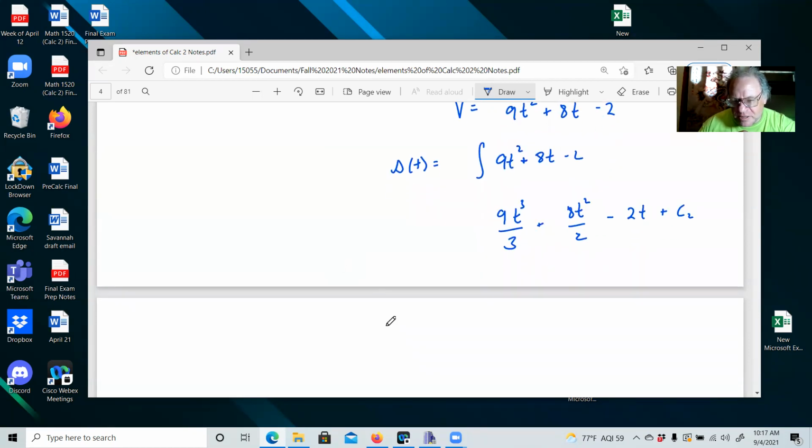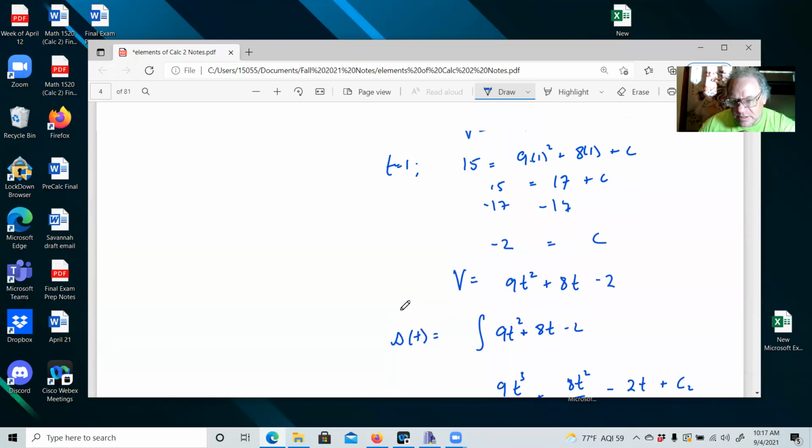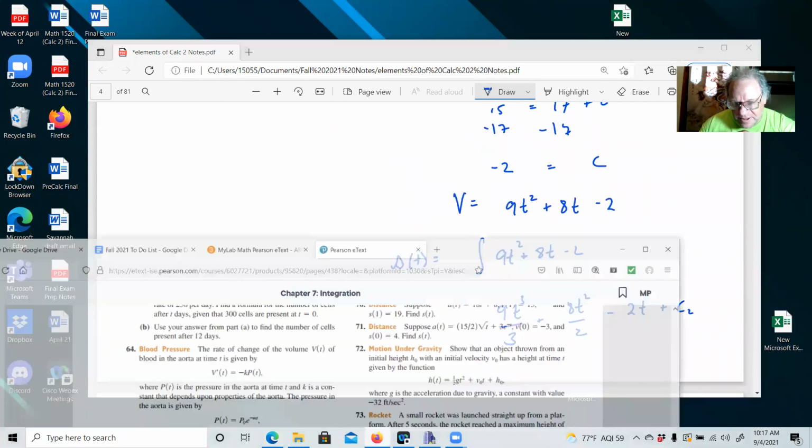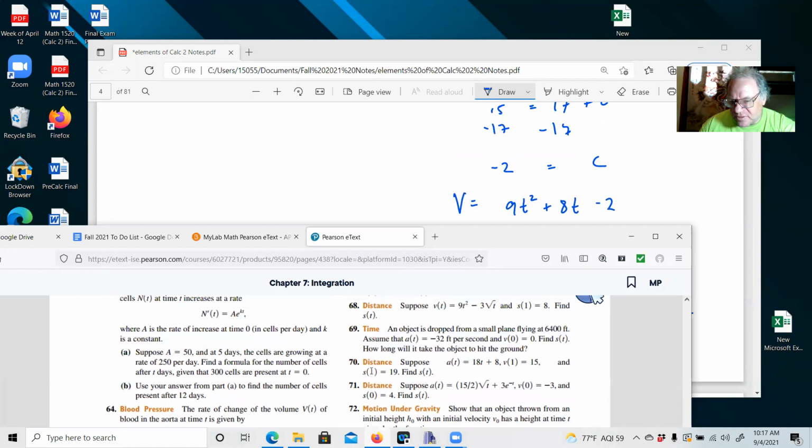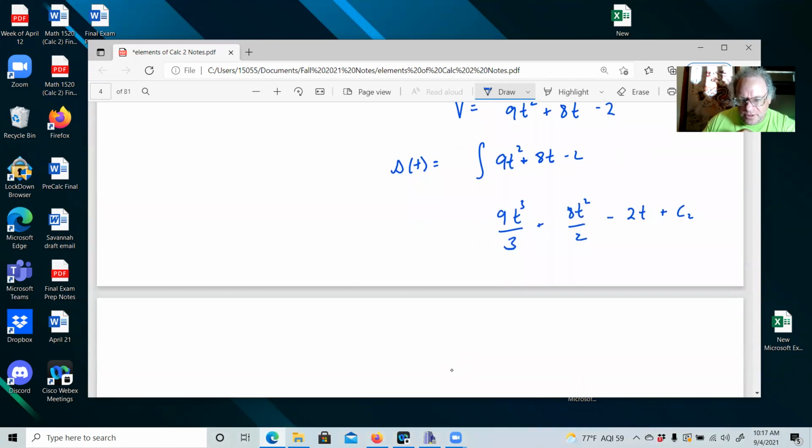And what do we know about position? It's right here. It said that at 1 second, s was 19. So let's clean this up. This is s of t. So s of t is equal to 9 over 3, so 3t cubed, plus 4t squared, minus 2t, plus c.